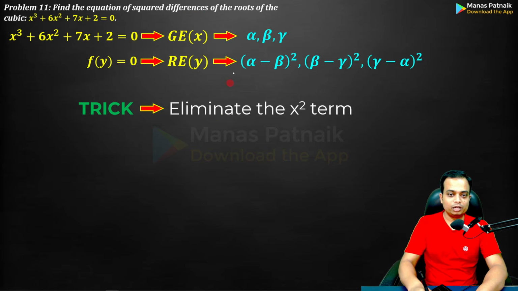Here we go. How to eliminate it, sir? Let us add all of these roots. Alpha plus beta plus gamma. Obviously, it is going to be minus of plus 6 divided by 1. Let me do that.